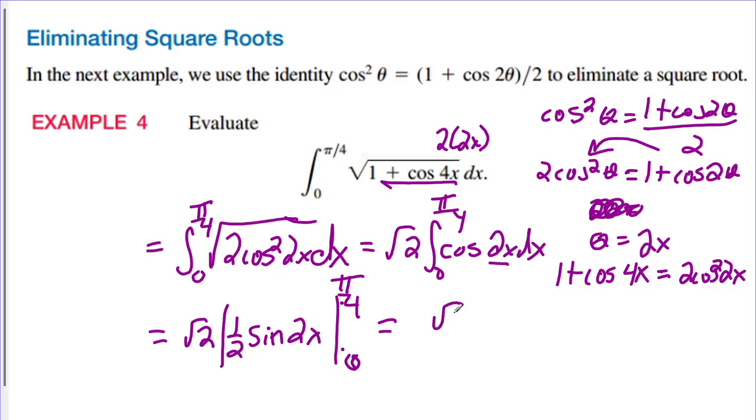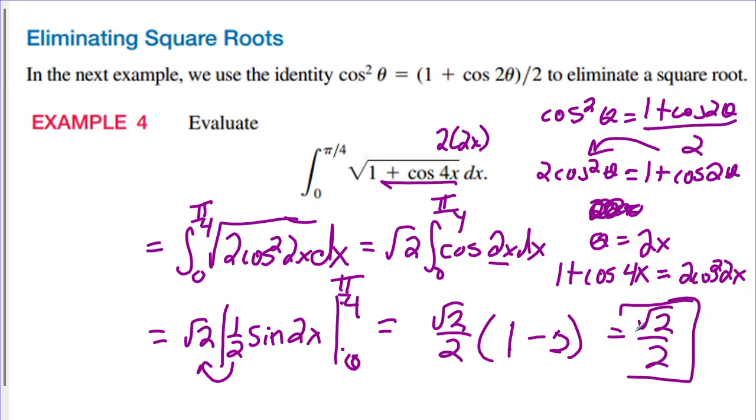That leaves us then with root 2. I'm going to pull this 1/2 out as a fraction, 1/2 times. Therefore, we can plug in sine of 2 times pi fourths, which would be sine of pi halves. Sine of 90 degrees is 1, minus, plug in our 0, sine of 0 is 0, and that leaves us with root 2 over 2. And again, you can double check that using your calculator.